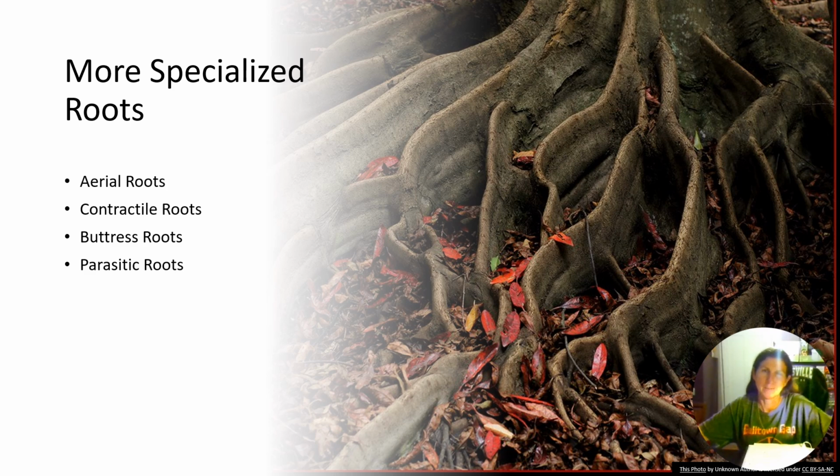Parasitic roots. These are plants that don't have their own chlorophyll, so they have to find host plants, something like mistletoe. Mistletoe is a parasitic plant, and they will actually put out these protrusions that are called haustoria, and they will reach out to the host plant and usually grab onto the stem and penetrate that and get into the xylem and the phloem so that they can get nutrients that they need to survive.